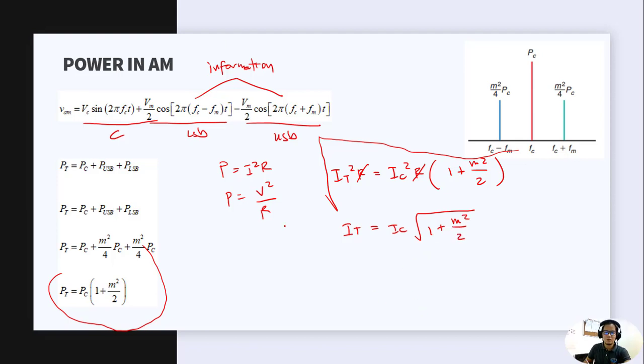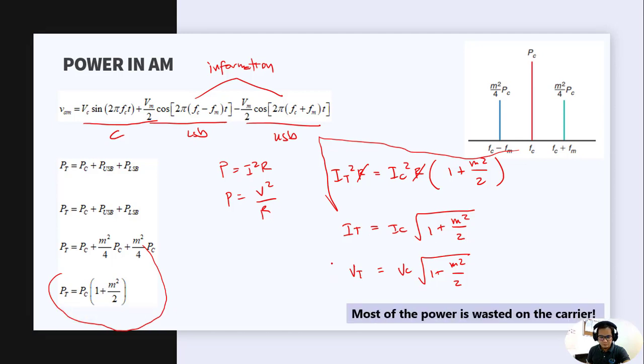Same process din po pagka kukunin natin voltage. The total voltage of the AM wave is VC times square root of 1 plus M squared over 2. So now, you have 3 equations. But you don't have to memorize all 3 equations. Itong power lang, and then, i-derive mo na lang itong dalawang equation na to. Okay? So, again, most of our power is being wasted on the carrier.